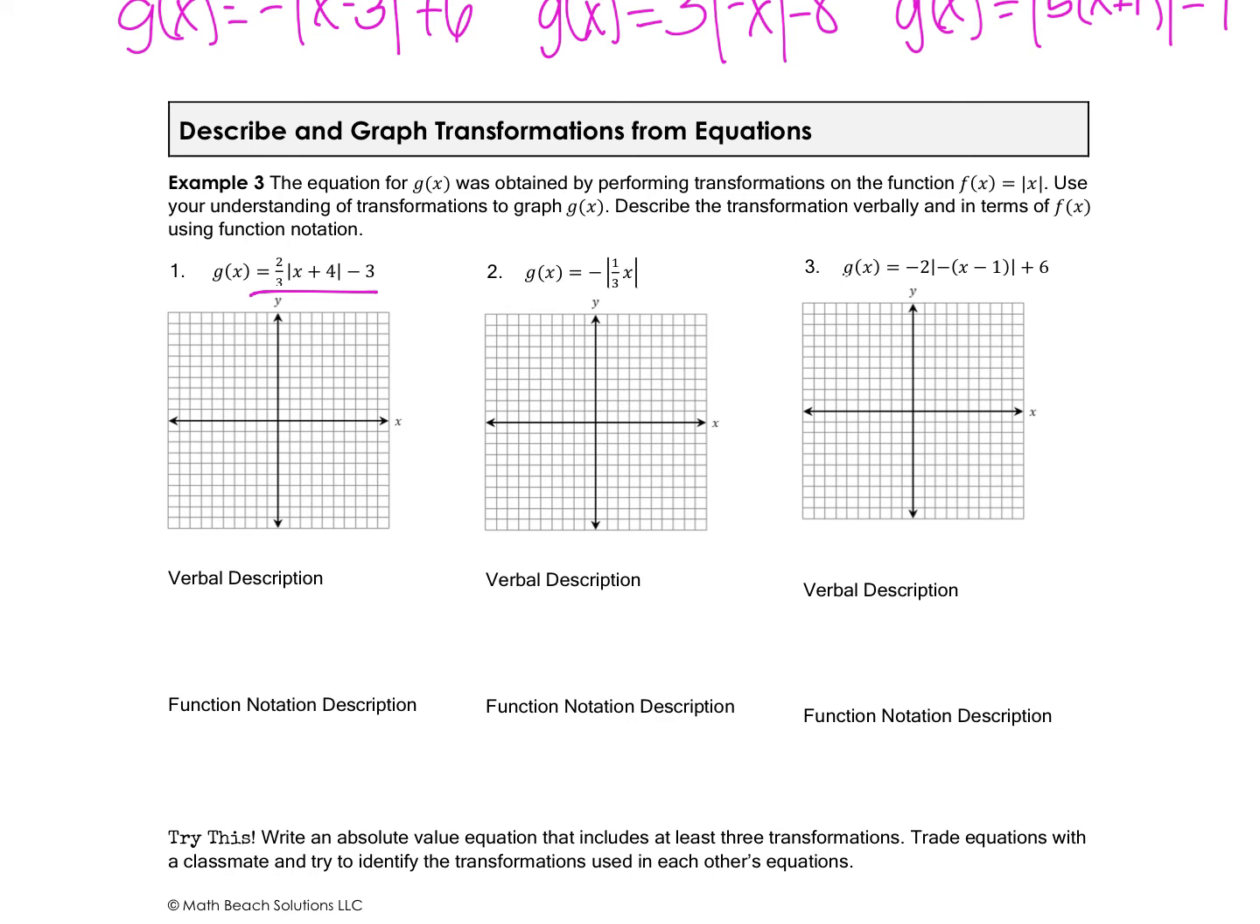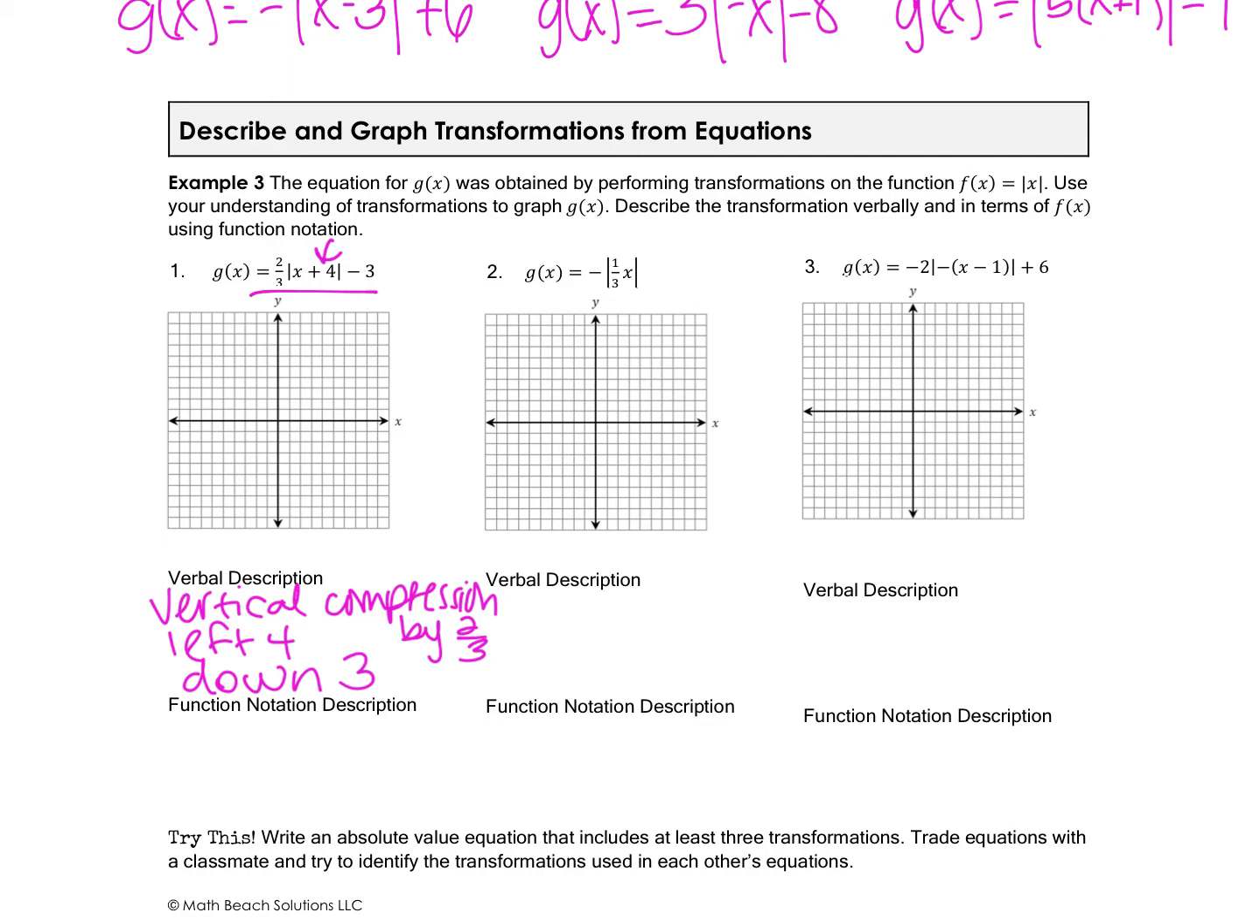So notice the 2/3 in front, that's vertical, and it would be a compression by 2/3. And then looking on the inside, it's adding 4, so you're going left 4, and then the minus 3, you're going down 3. So what I would suggest is start with your 0, 0 that you normally have on your parent function and go ahead and shift that point, so it'll be easier.